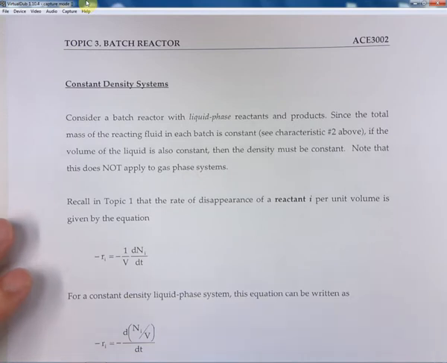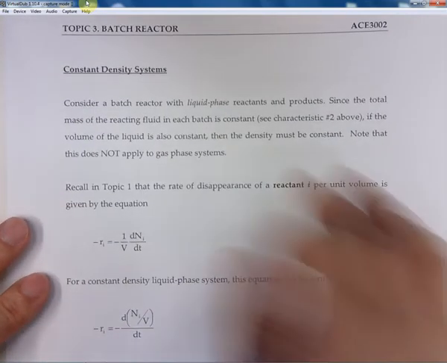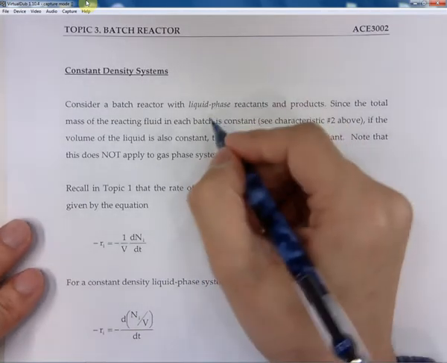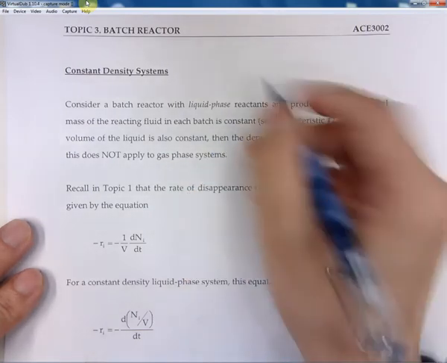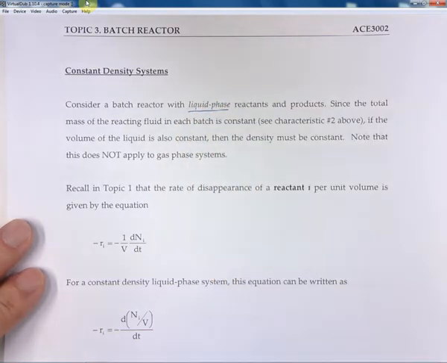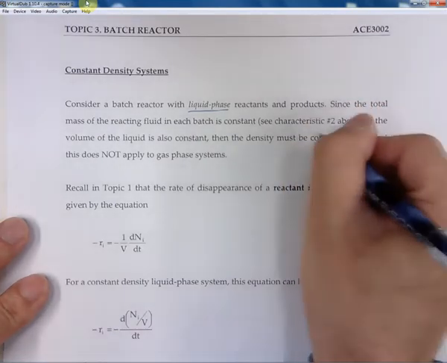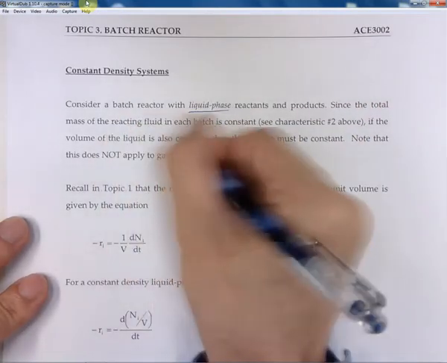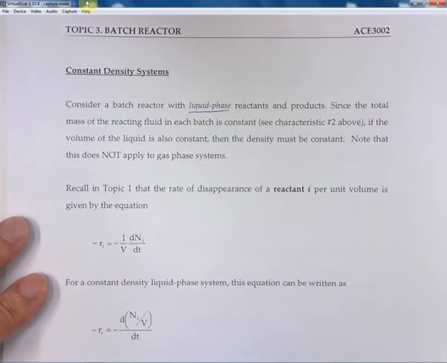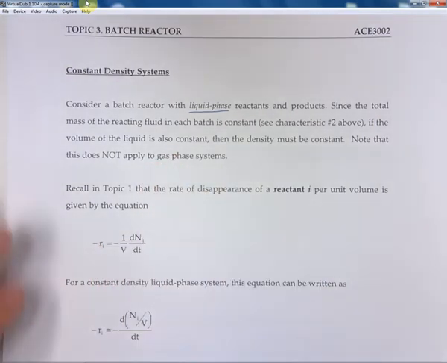Okay, so for a constant density system, remember that earlier on we mentioned that the density and volume may change. But now if we consider a batch with just a liquid phase reactant and product, the keyword is it must be liquid phase. The total mass of the batch is constant. Just now we said already the mass is constant. If the volume is also constant, then density is constant. So like I mentioned, if you have a gas phase system, this does not apply.